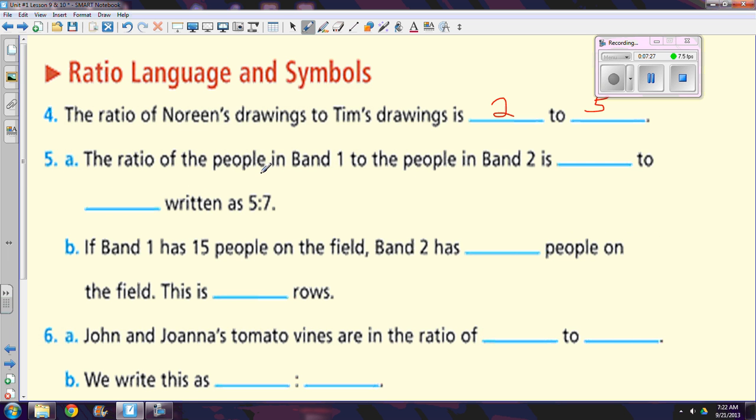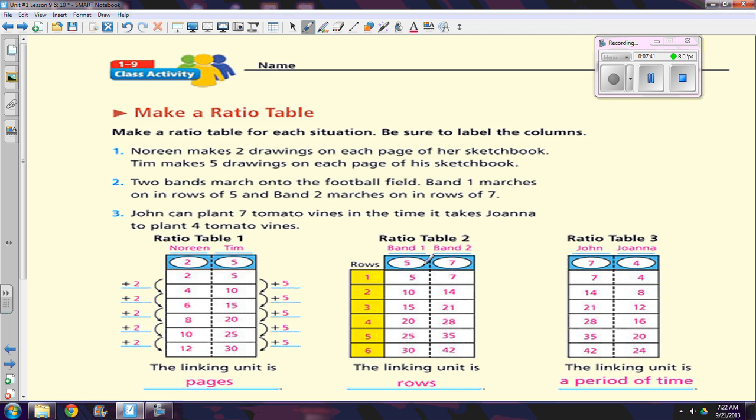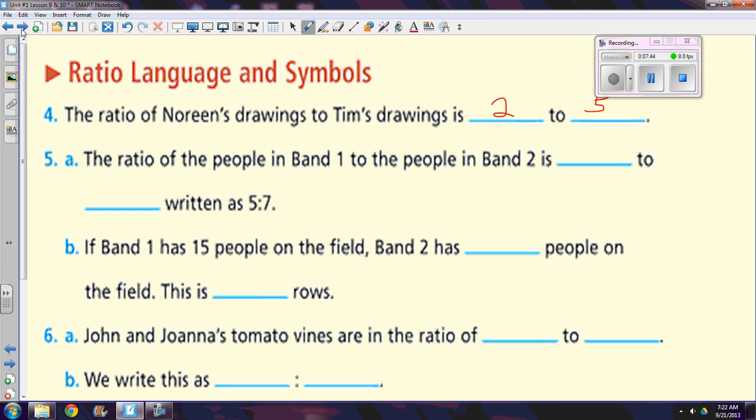The ratio of people in band 1 to the people in band 2 is blank to blank, written as 5 to 7. So if you look, 5 to 7, so on the line, for number 5, write 5 to 7. Now, they are showing you that it can also be written 5:7. That's just another way to represent that ratio.